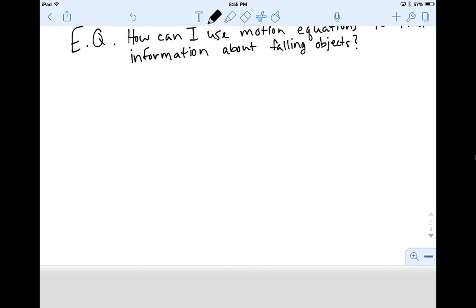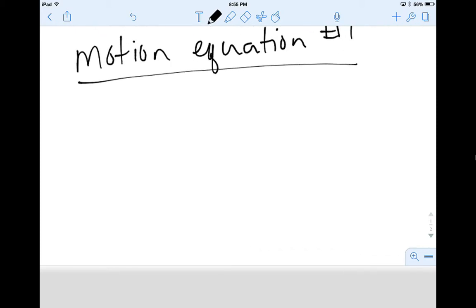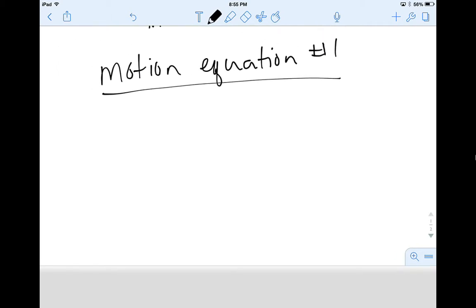All right, let's get right into this. First off, we want to do a section on motion equation number 1. Now, this one's going to be fairly straightforward, guys. Motion equation number 1 looks like this: VF equals VI plus A delta T.